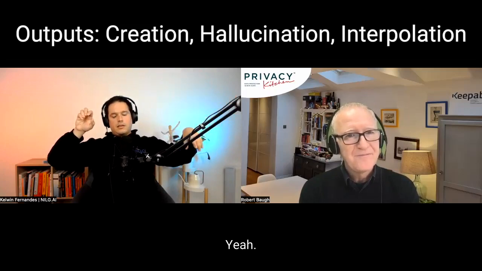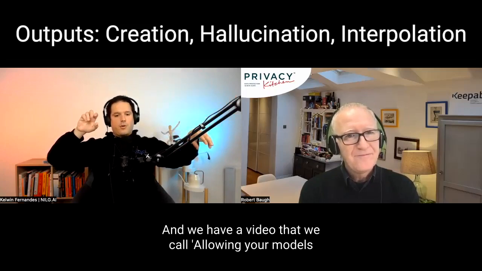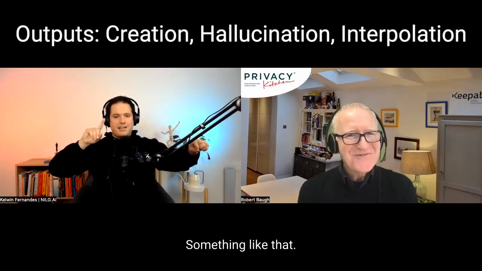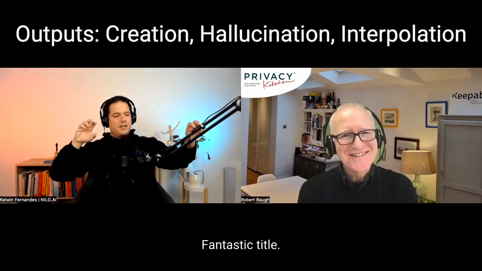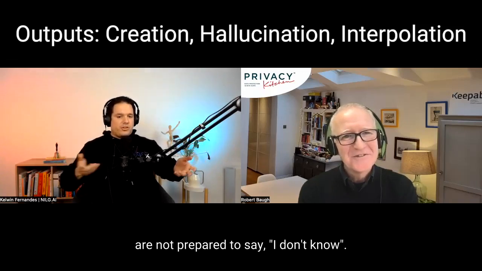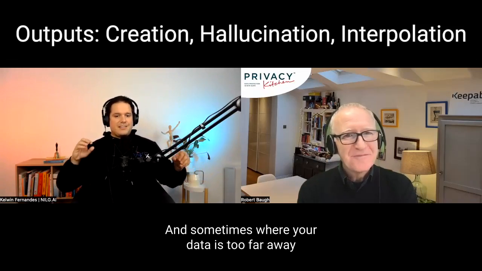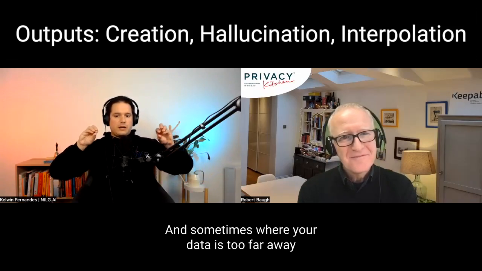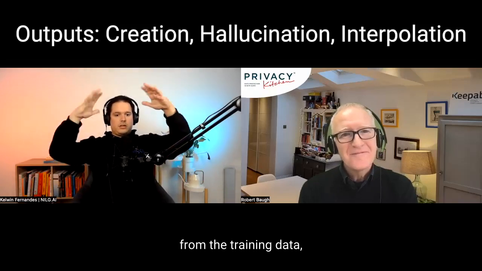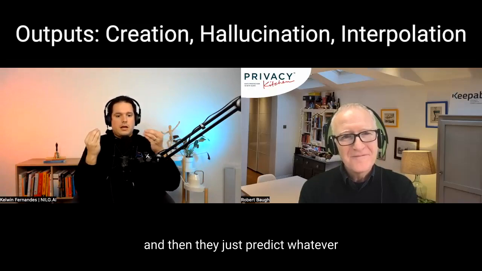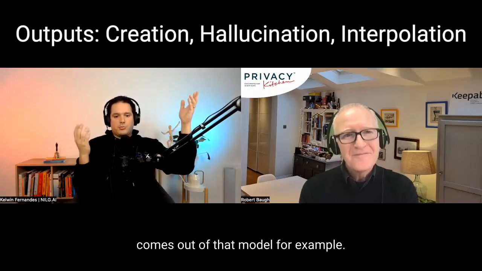The machine won't say, I don't know. We have a video that we call allowing your models to say, I don't know, or your model has the right to abstain, something like that. Fantastic title. AI models are not prepared to say, I don't know. They just do their guesswork. And sometimes, where your data is too far away from the training data, they are not capable of interpolating a reasonable answer, and then they just predict whatever comes out of that model.